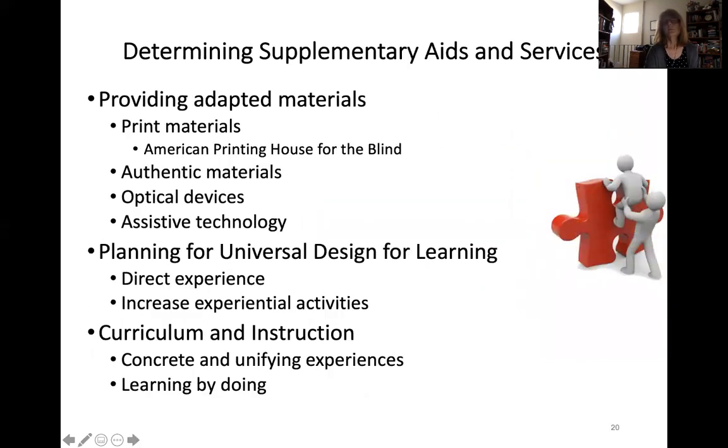When we look at providing adaptive materials, and it's such an amazing piece that there are so many things out there now that even 5 years ago, 10 years ago, were not available. There are printed materials out there that have been in place for a very long time to provide print material for the blind. What kind of authentic materials can we give them? What kind of optical devices?